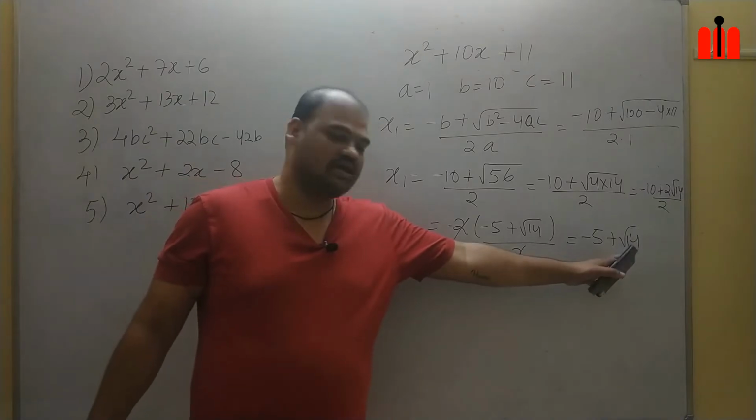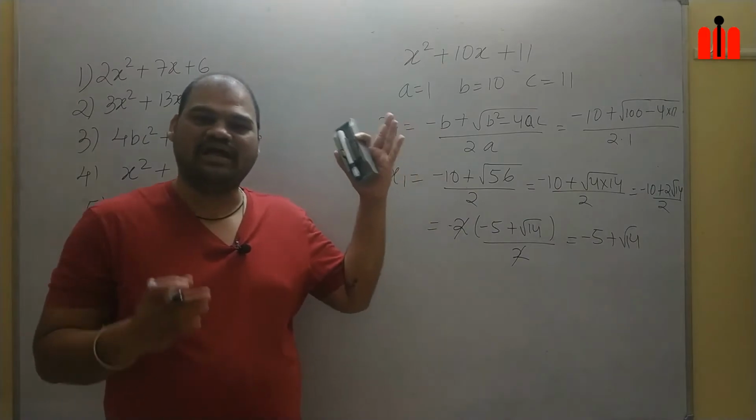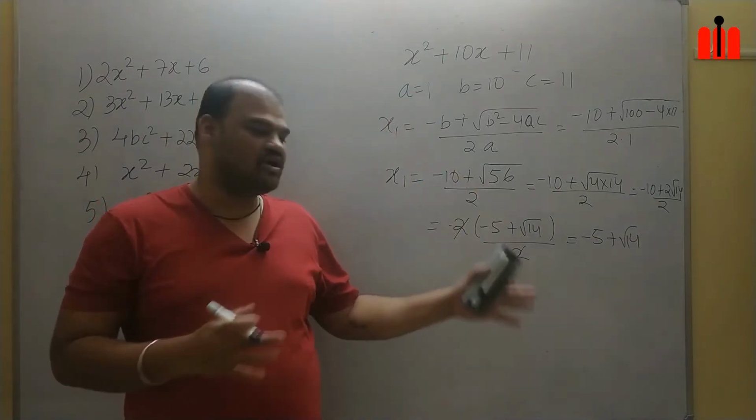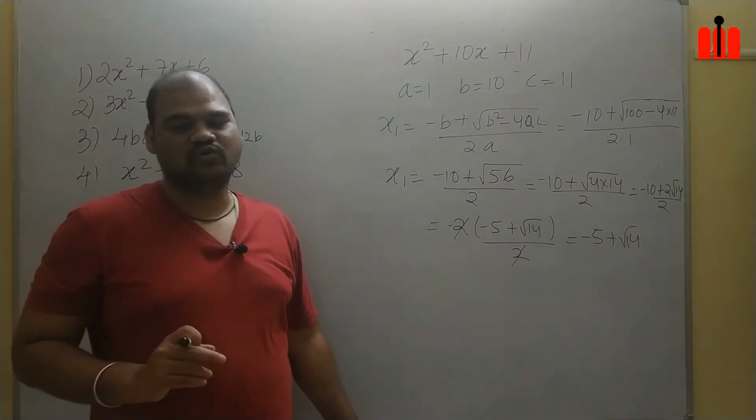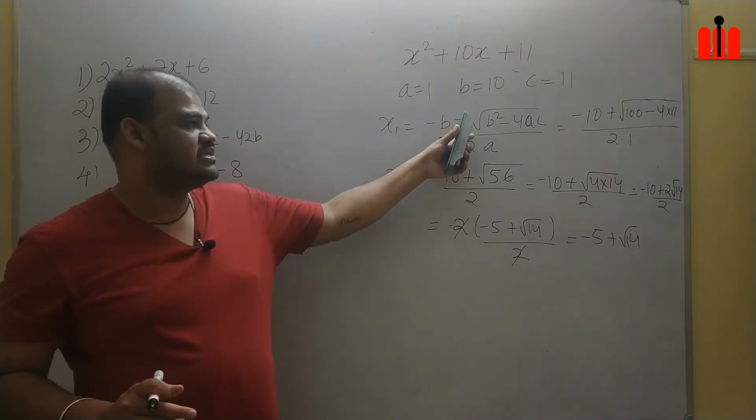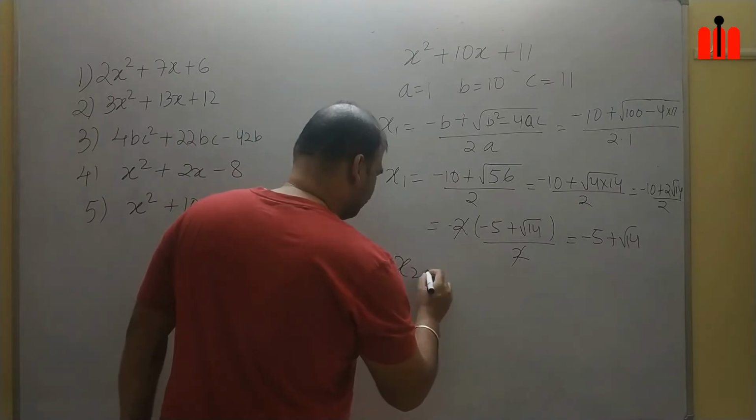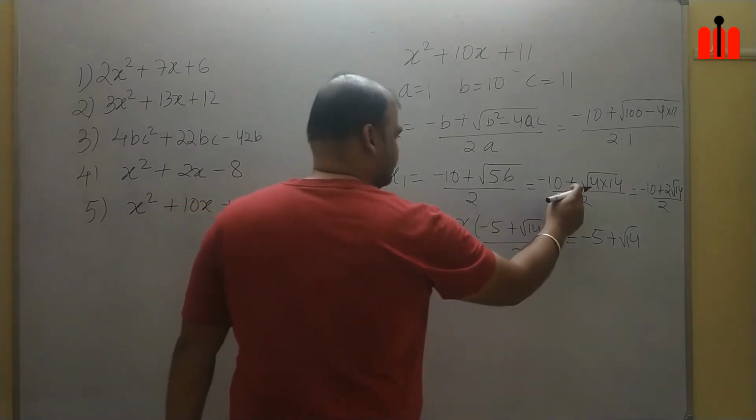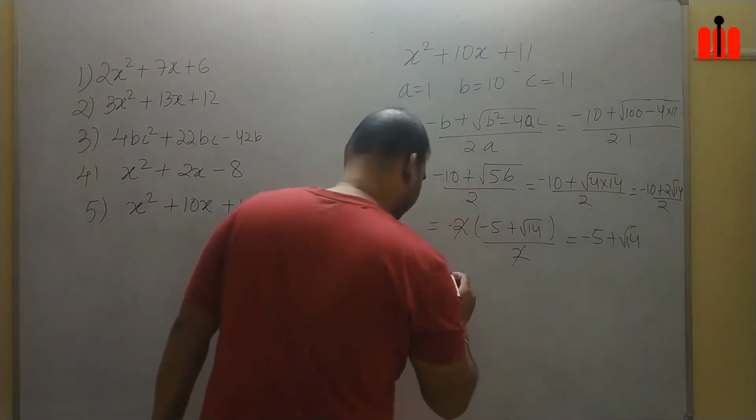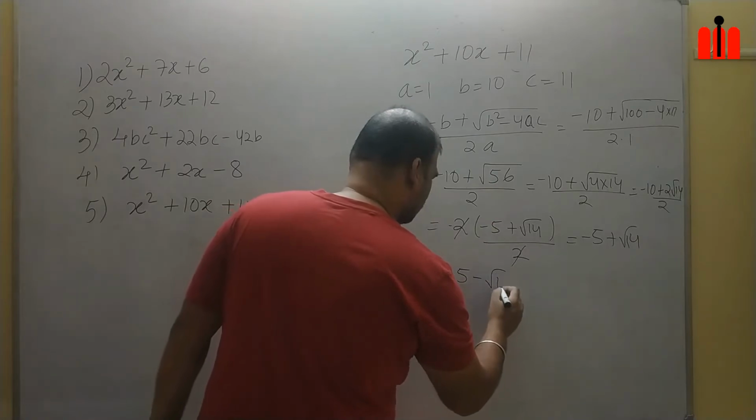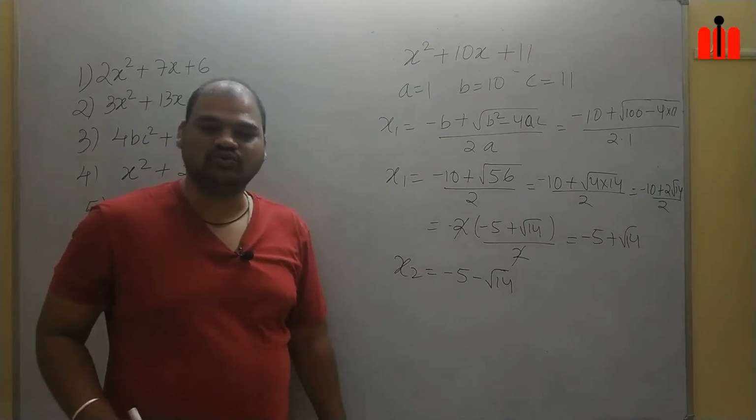If this were solvable by splitting the middle term, using LCM and all those things, it is really very difficult to find a number like minus 5 plus root 14. So in those cases, this formula is very useful. So what will be x2 now? x2 will have minus over here, so it will be minus 5 minus root 14. So this will be my x2, minus 5 minus root 14.